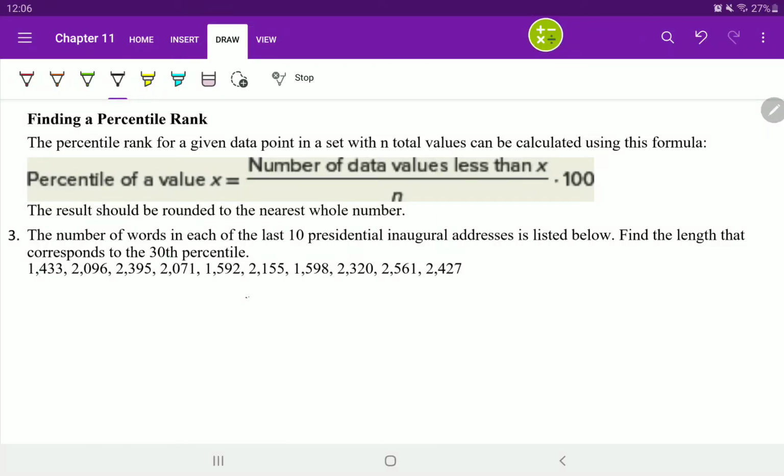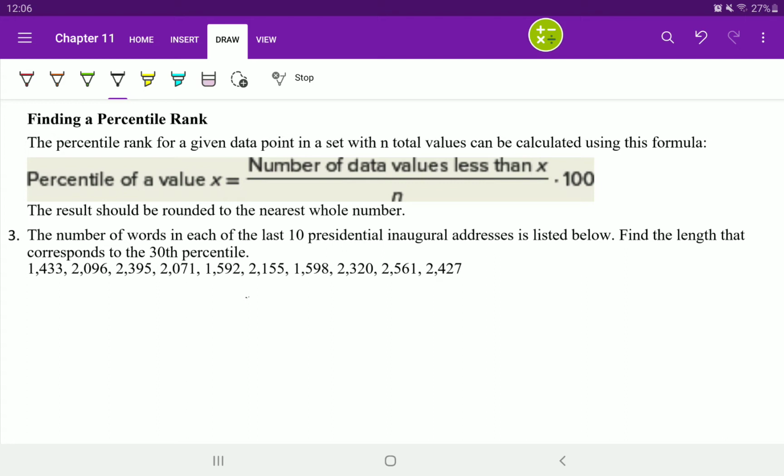Now, in this video, we're going to be using the formula that is used to find the percentile rank. It says here, the percentile rank for a given data point in a set of n total values can be calculated by using this formula. The percentile value of x equals the number of values less than x divided by n, which is your sample size, times 100. Once you do that, you can find the percentile.